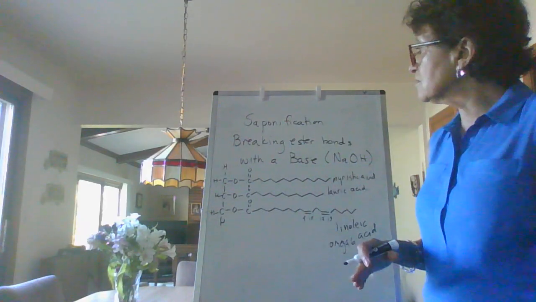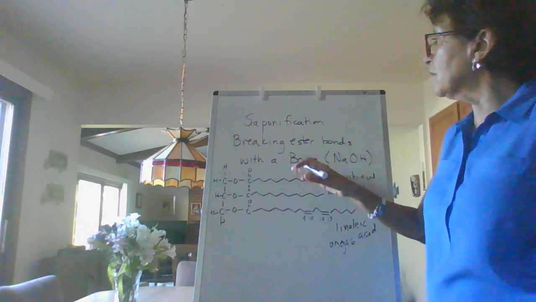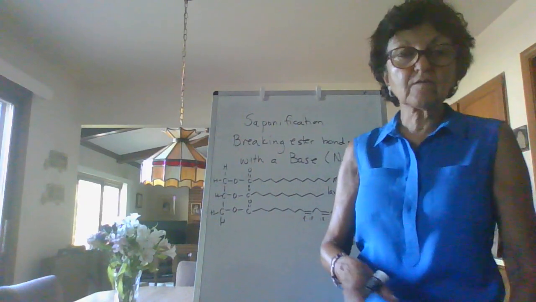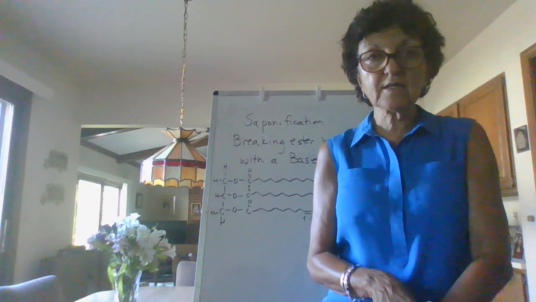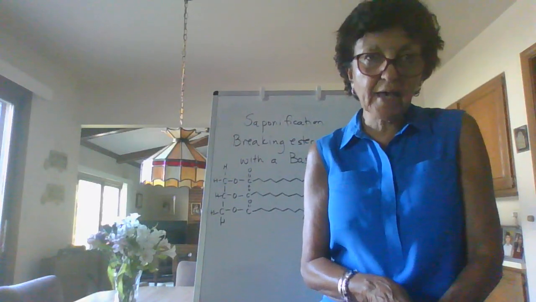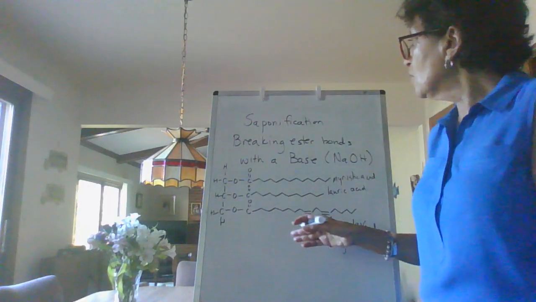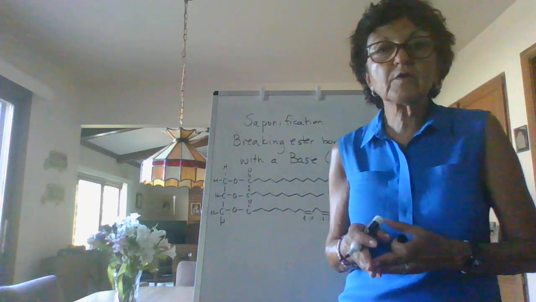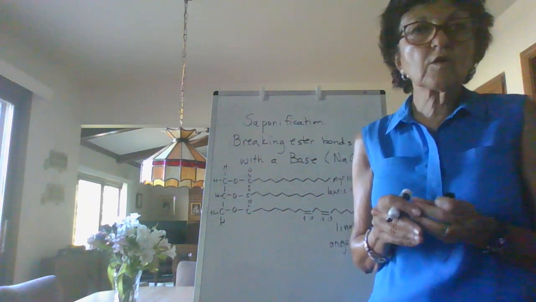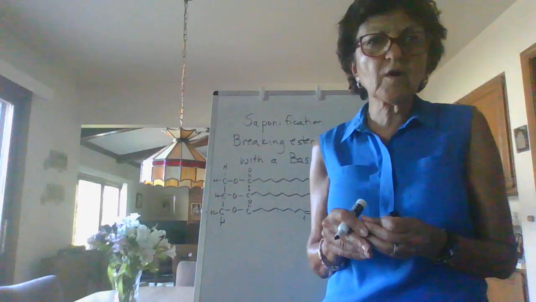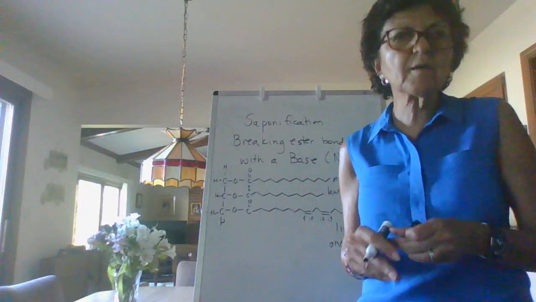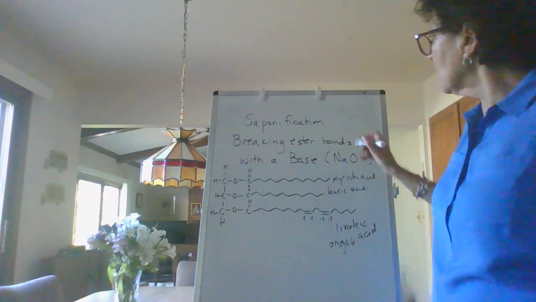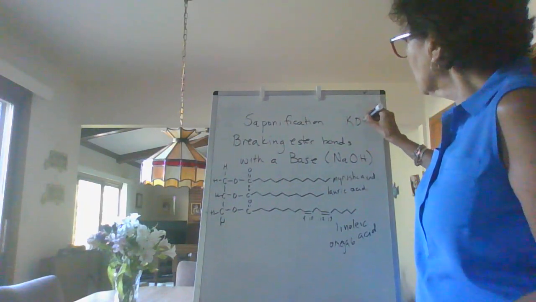But right now I want to talk about saponification. What is saponification? It's breaking the ester bonds with a base. So before we just broke the ester bonds with water and some catalyst, but now we want to break the ester bonds with a base. And bases, if you remember intro chemistry, the strong bases are the group 1A metal hydroxides, sodium hydroxide and potassium hydroxide. So we're going to use NaOH, but we could also use KOH.